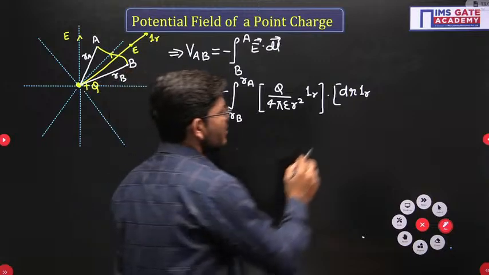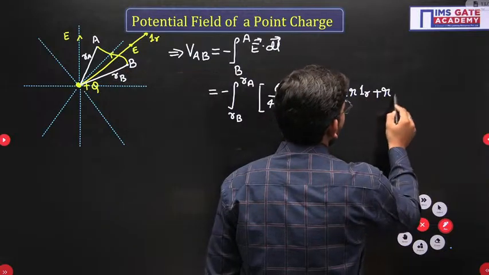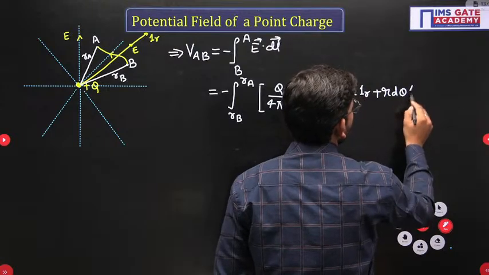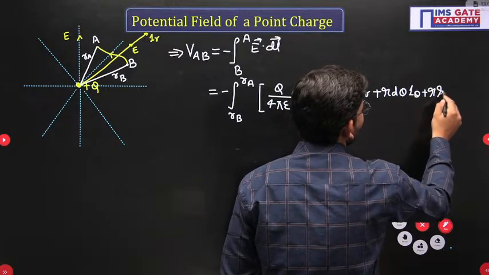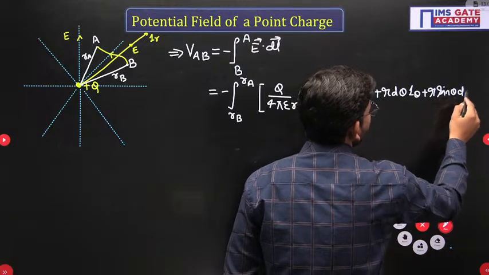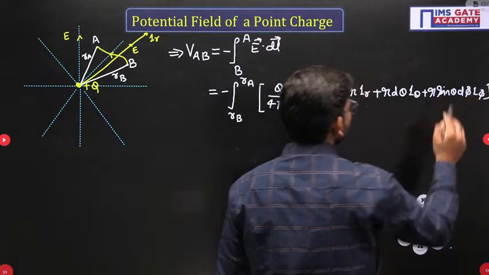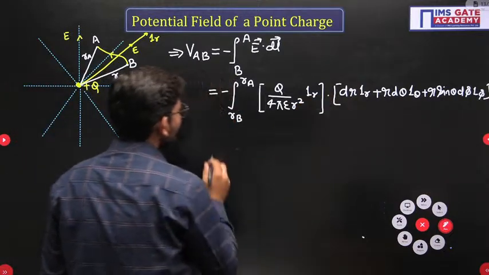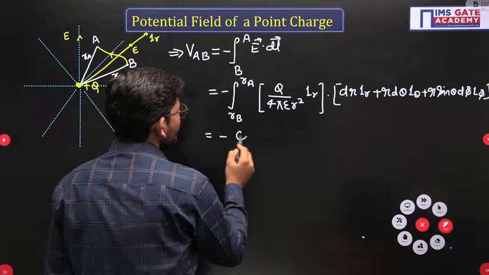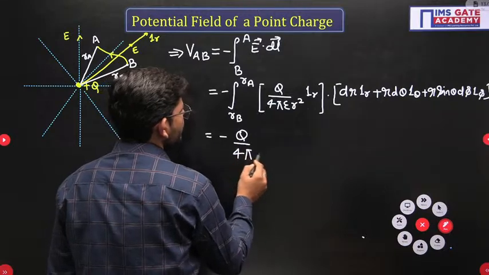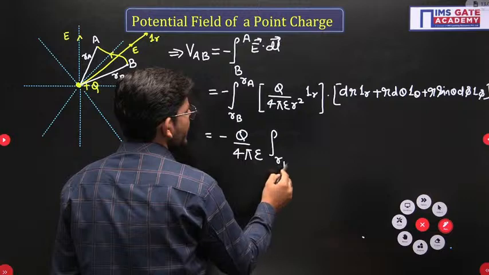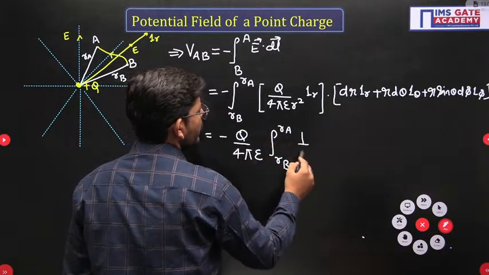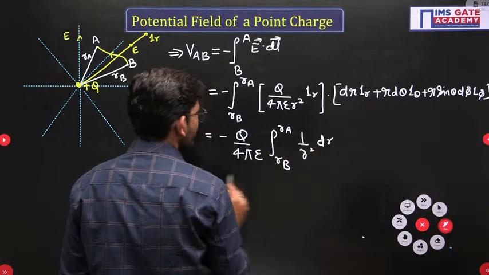plus r d theta unit vector theta plus r sin theta d phi unit vector phi. This is how you will write dl. Now we have to do the dot product, so only the r component will give us something. So we can take q upon 4 pi epsilon out, and it will be the integral from rb to ra, and then we will have 1 by r square dr.